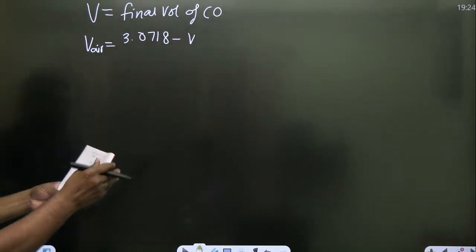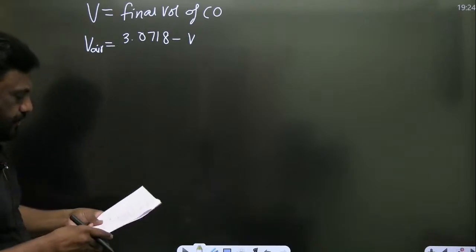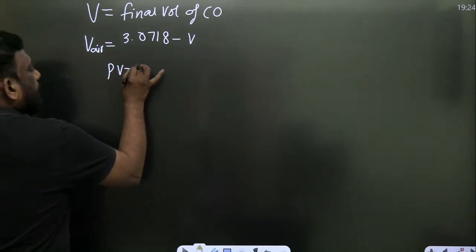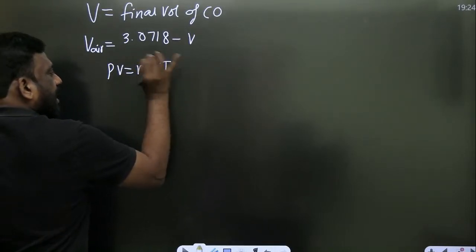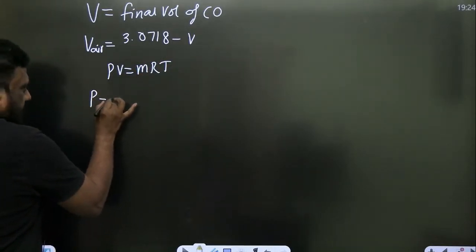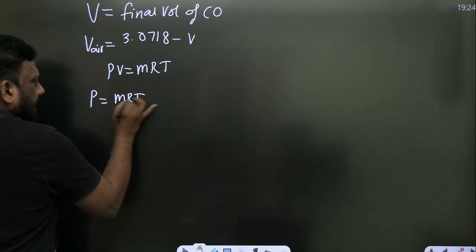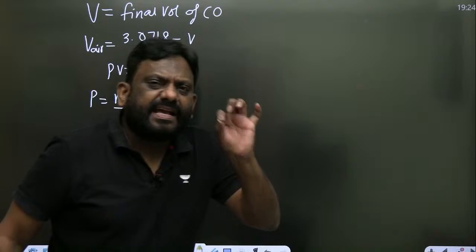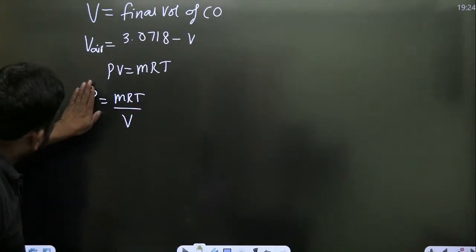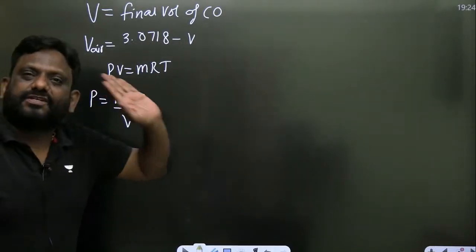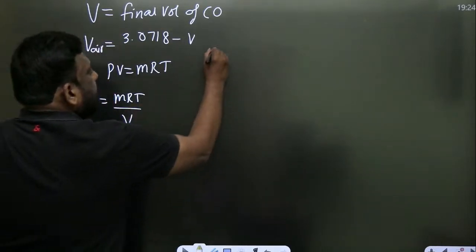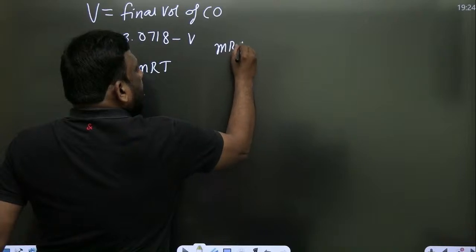Now, please listen carefully. What am I doing? PV is equal to mRT. Let us go for the final conditions. What is the final pressure? mRT by V. Very good. My dear students, can I equate the final pressure of carbon monoxide to the final pressure of air, because finally it is reaching equilibrium? So I will write this as mRT by V.